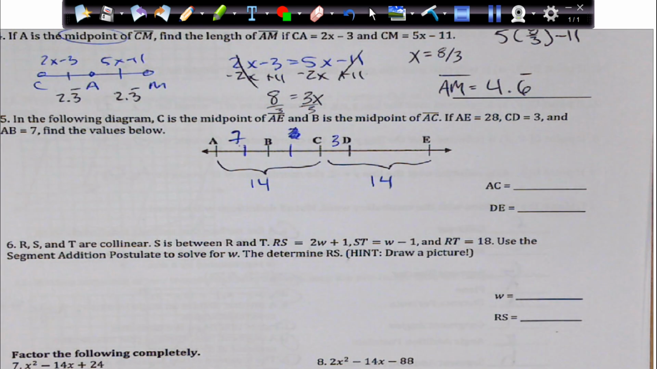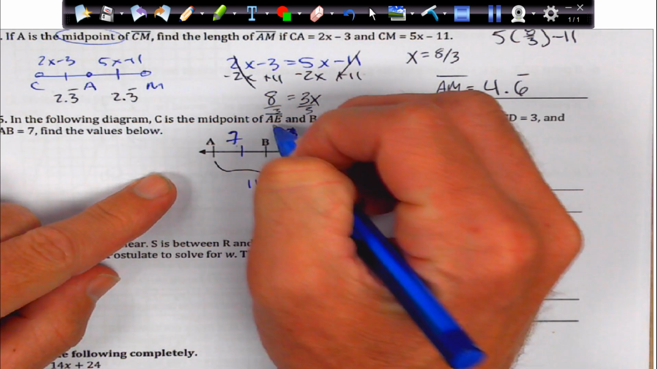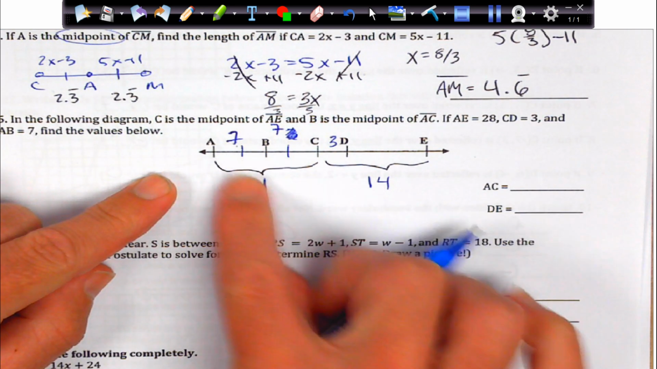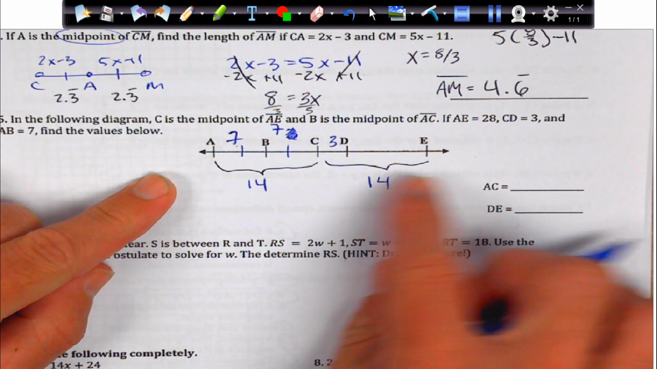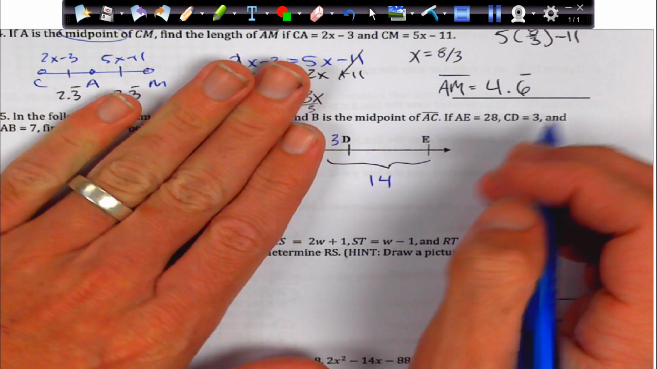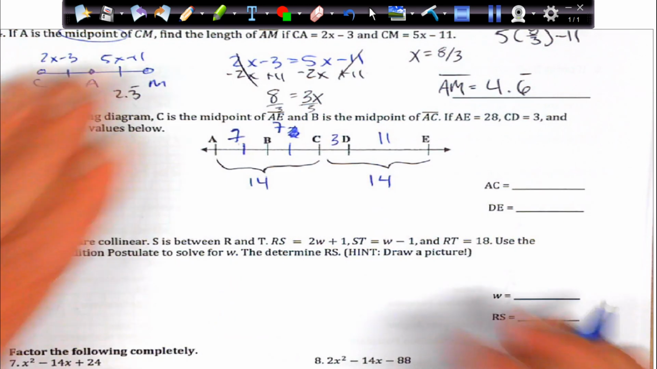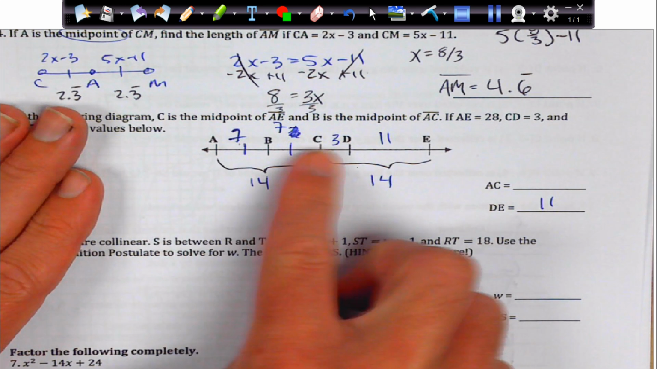Okay, well, not too bad, because if that's 7, we know that's 7. And that's 7 plus 7 is 14. That's 3. And if this whole thing is 14 and that's 3, then that means if we do segment addition postulate here, take the 3 from the 14, we should get 11. Okay, so DE is 11, and then AC is 14.